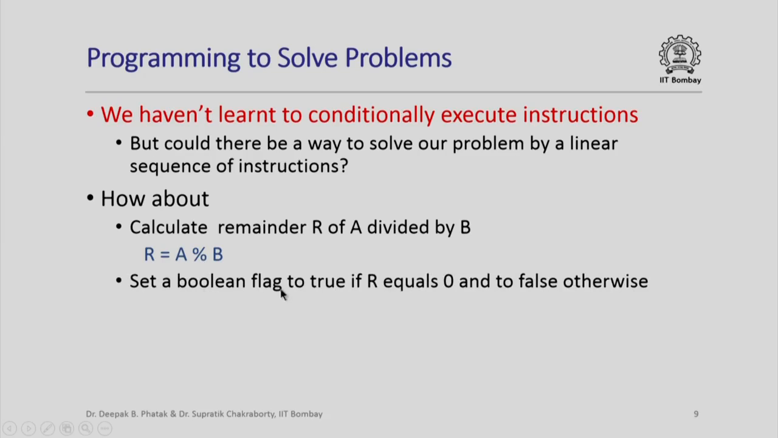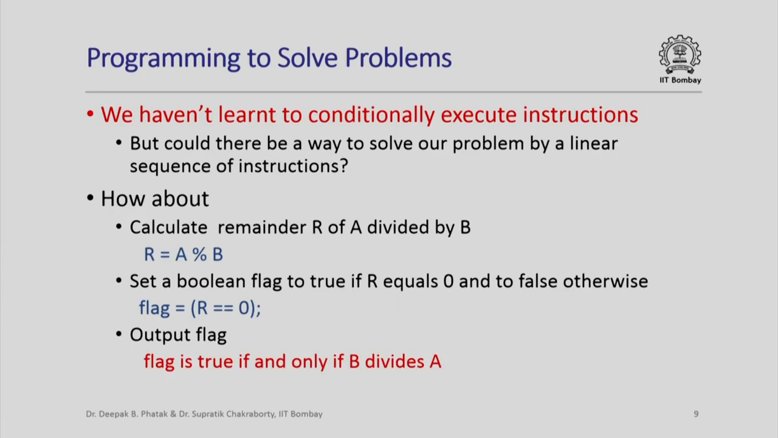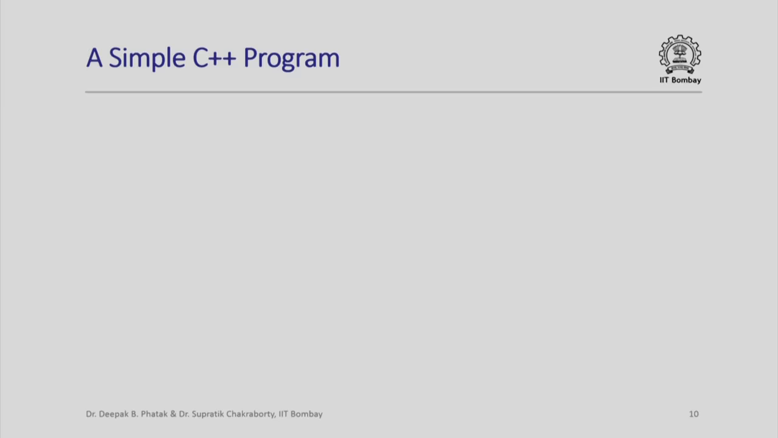Then we can set a boolean flag to true if r equals 0 and to false otherwise. This can be achieved in C++ through this assignment statement. Note that the right hand side of the assignment is a logical expression because I am using a comparison operator here. And finally, I could output the flag, and clearly in this case the flag is true if and only if b divides a. So now we could write a simple C++ program to solve the same problem.